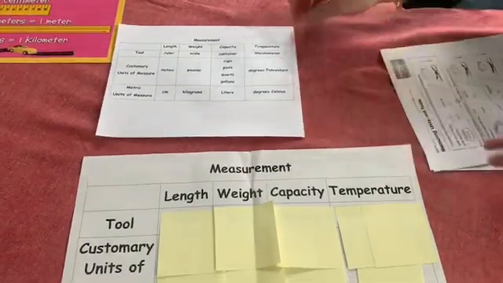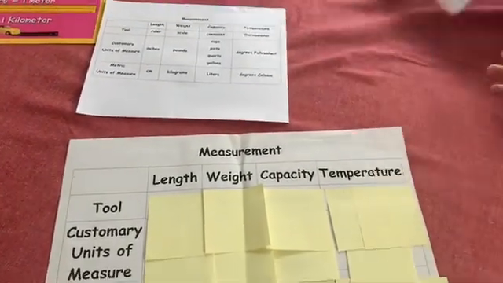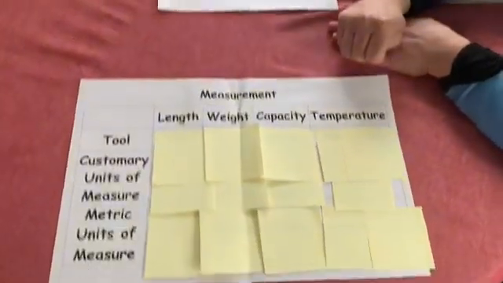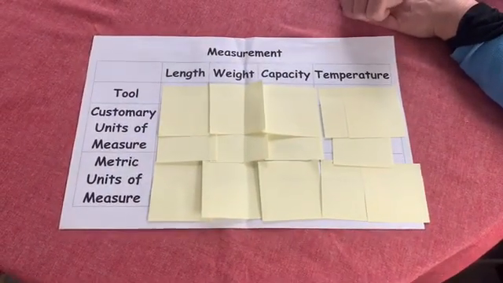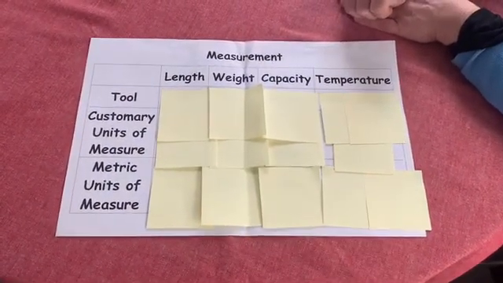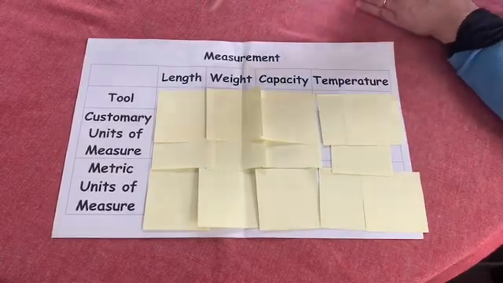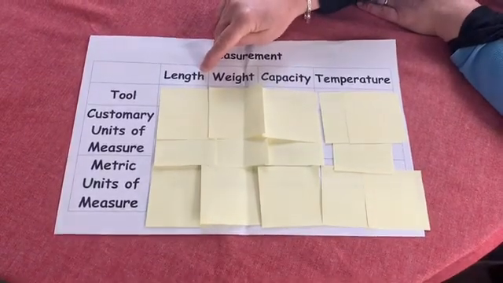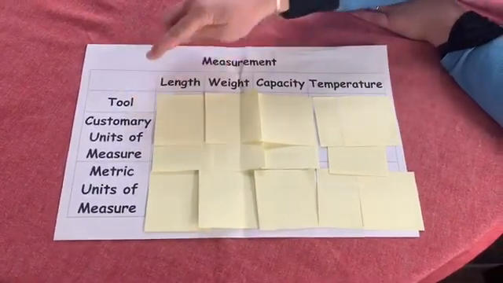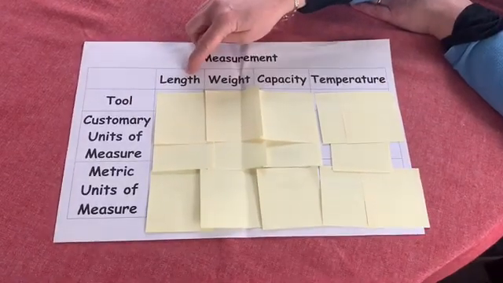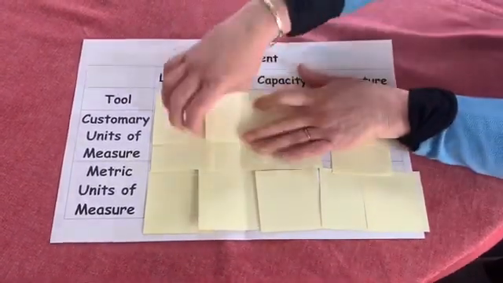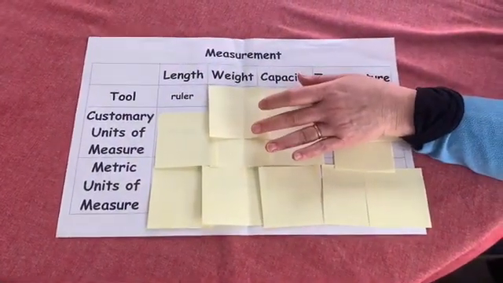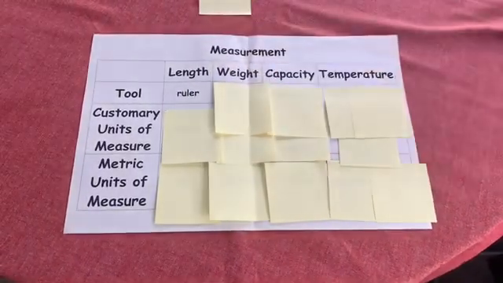So this is how you would play the game. Maybe you can play with mom or dad or an older sibling, and you can take turns. And maybe they would say, can you please tell me the tool that is used to measure length? Think. What tool do you use to measure length? Well, we used a ruler. Did I get it right? I did. And you peel it off and show the answer.